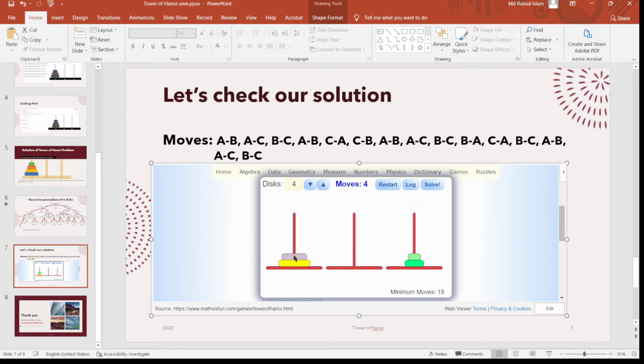Then again A to B, then C to A, then C to B, and then A to B. And here we are seeing that in our auxiliary rod the number 3 disk solution is slotted, and then the first disk of the first rod moves from A to C.